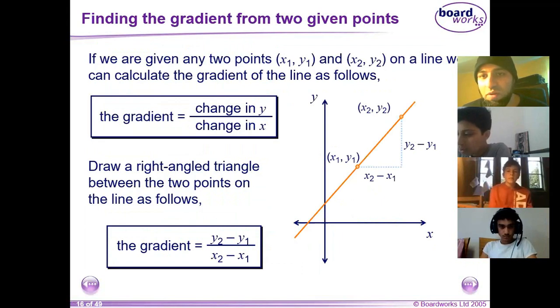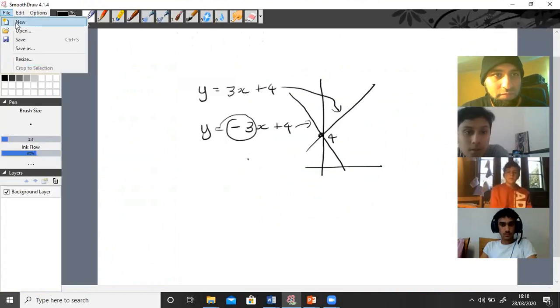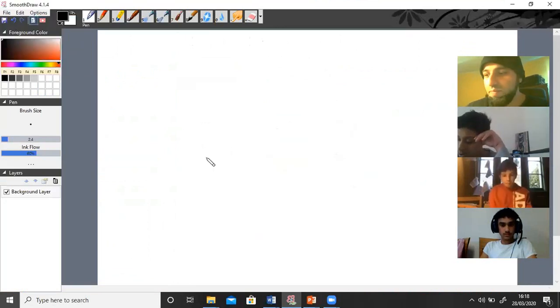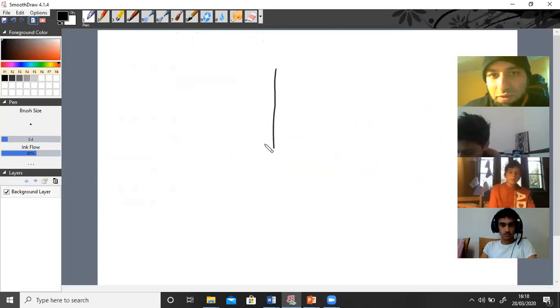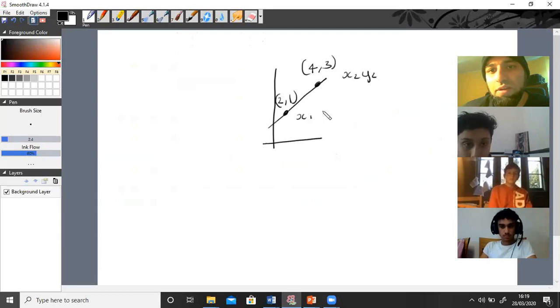Just remember, that's the way you get your gradient. If you know any two coordinates on a line, you can get your gradient by using this formula. Just to remind you, I'm going to show you an example on the whiteboard. Can we all see the whiteboard? Excellent. So let's say I've got a graph here. Oh, look, a straight line. Amazing. Okay, well, kind of. And I've got coordinates, and I know this one and this one. And let's say that coordinate here is 4 and 3. And this coordinate here is 2 and 1. Obviously now, we know this is x2 and y2. And this is x1 and y1.